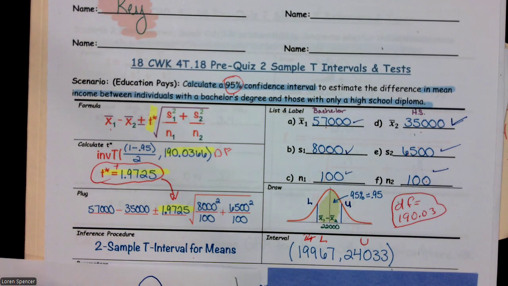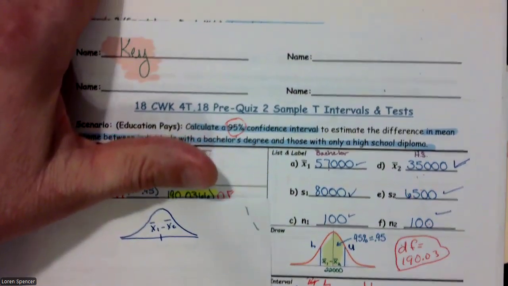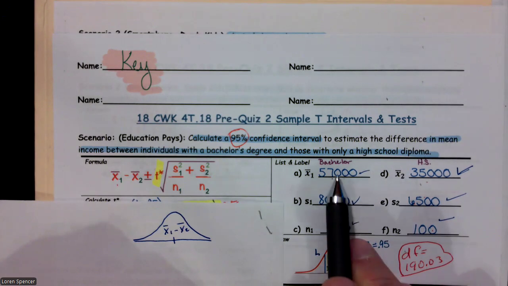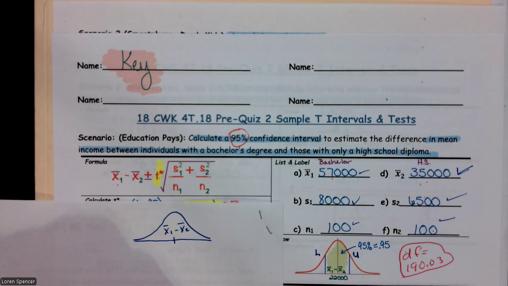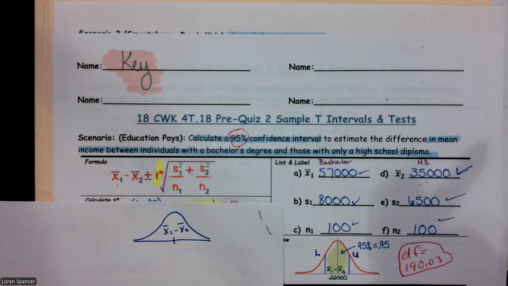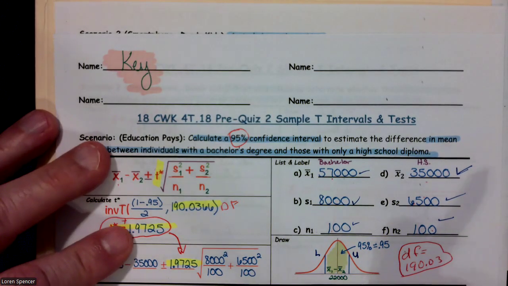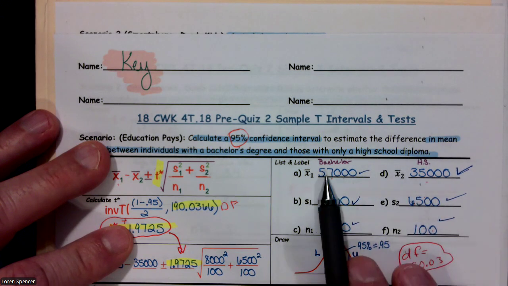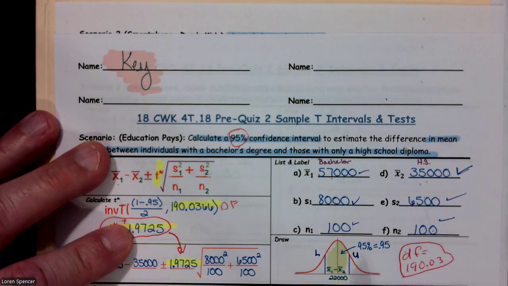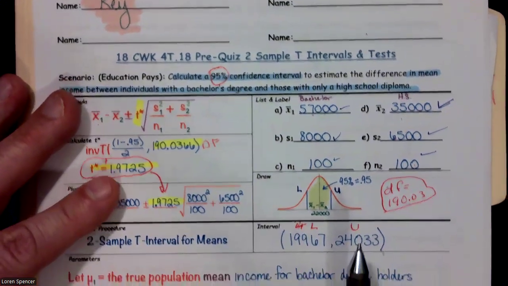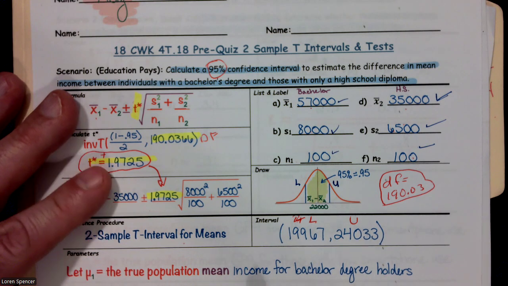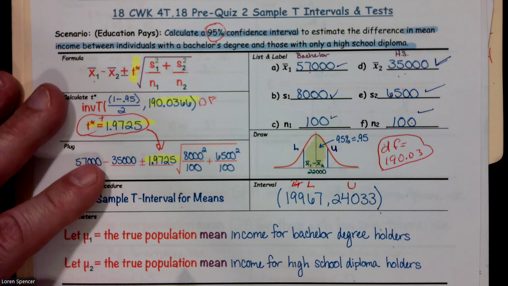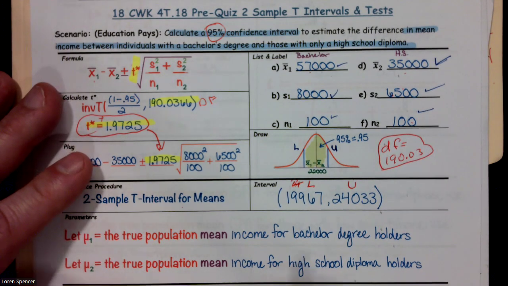When we go to define parameters, we're going to have 2 parameters this time. And the reason we're having 2 parameters is because we're using 2 samples. So we know what X bar 1 is. We know what X bar 2 is, but we're trying to estimate mu1 and mu2. We're trying to estimate the population mean for the bachelors and the population mean for the high school students. So that mu1 equals the true population mean income for bachelor degrees. That mu2 equals the true population mean income for those with only high school diplomas.